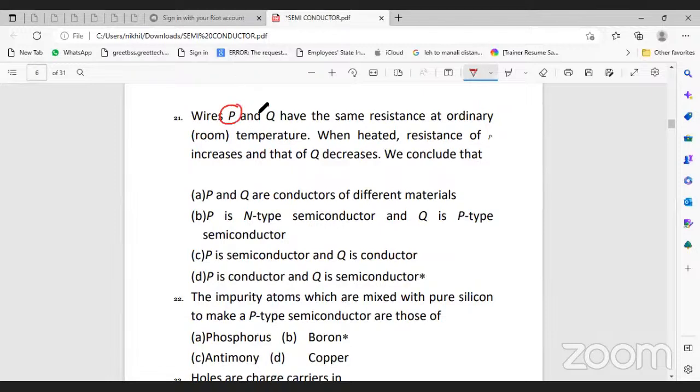P is one element, Q is the other one. They have the same resistance at ordinary temperature. When you heat it, the resistance of P increases. If the resistance increases with temperature, P must be a conductor. But the resistance of Q decreases, which means Q must be a semiconductor, because the resistance of a semiconductor decreases with an increase in temperature. So what can you conclude? P is a conductor, Q is a semiconductor.